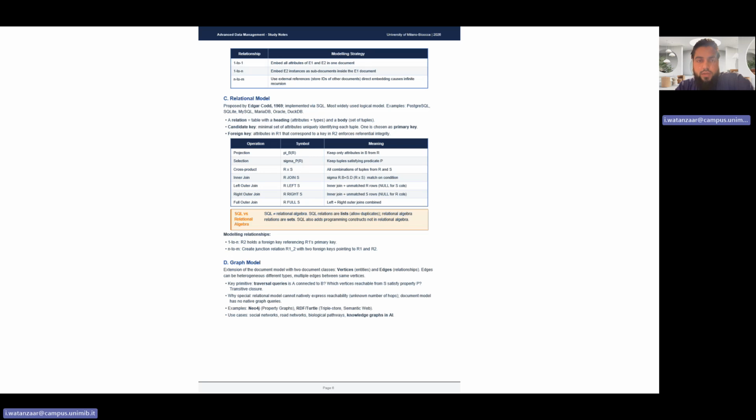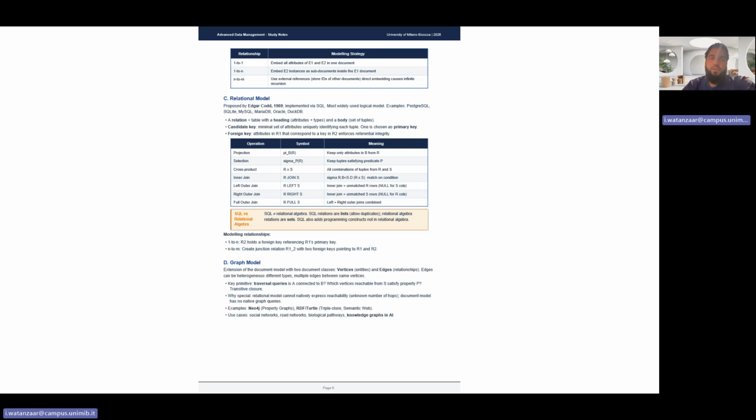Why is it so special? Relational models cannot relatively express reachability. This is the main difference and why it came into existence. In the relational model, we don't have reachability, as it involves an unknown number of hops. The document model also has no native graph queries, so that's why the need for the graph model came into the picture.